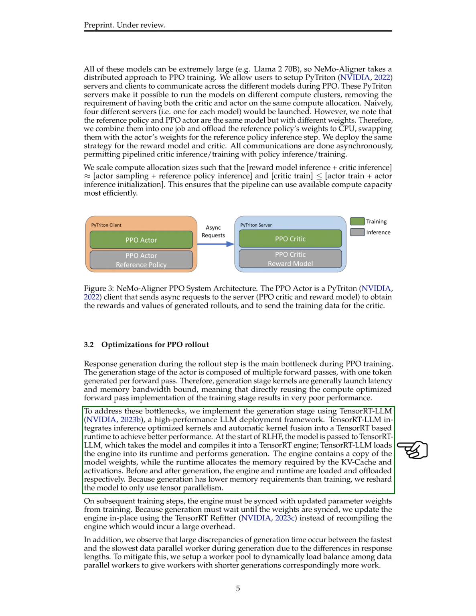Since generation requires less memory than training, we reshaped the model to use tensor parallelism only. During subsequent training steps, the engine needs to sync with updated parameter weights. To avoid recompiling the engine, we update it in place using TensorRT refit. We also noticed varying generation times among data parallel workers due to different response lengths. To address this, we set up a worker pool to balance the workload dynamically, giving shorter generation workers more tasks.